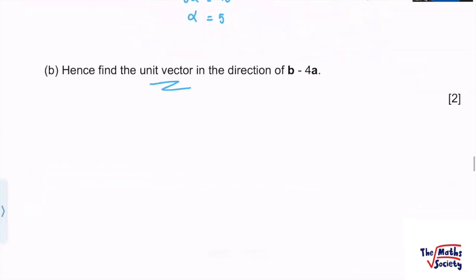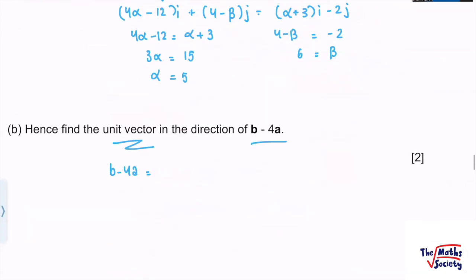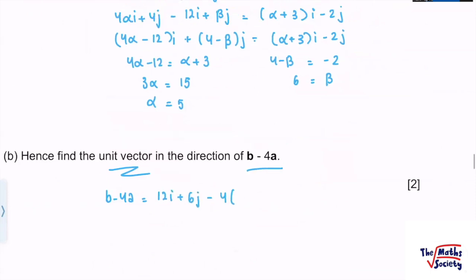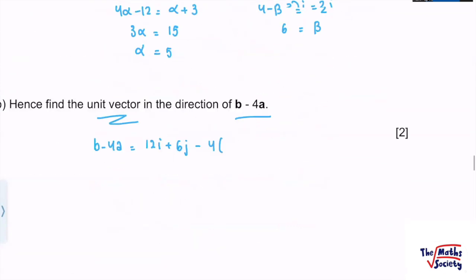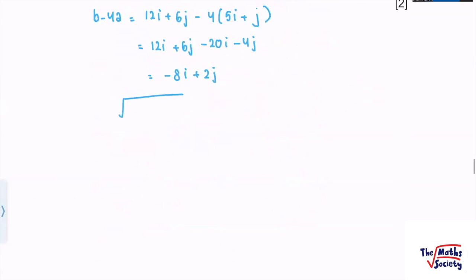And it says hence find the unit vector, right? b minus 4a. So b minus 4a. b was 12i plus 6j, minus 4. a was 5i plus j. That's going to equal 12i plus 6j minus 20i minus 4j. Then you'll get minus 8i plus 2j. So just trying to find the unit vector. So that's minus 8.